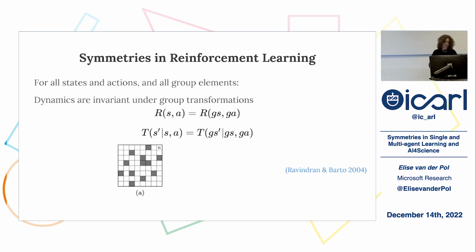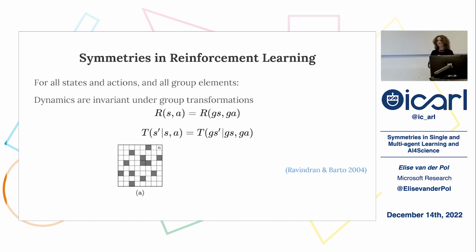So I want to give you a bit of context for what I mean about symmetries in reinforcement learning. This means that for all states and actions and for all group elements, the dynamics are invariant under the group transformation. So what does it mean? It means that if we compute the reward of a given state action pair, it should be exactly the same as computing the reward for a transformed state and a transformed action pair, right? If we rotate it, it should give us the same reward.